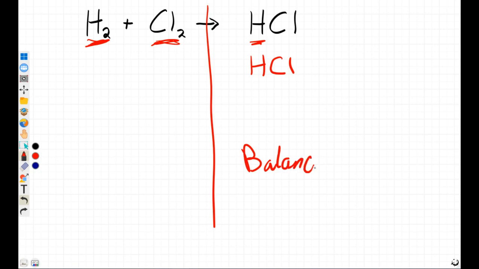This is now balanced. And then for the final answer, I only have one group of the H2, one group of the Cl2, and 2 groups of the HCl. So that would be my final answer there.